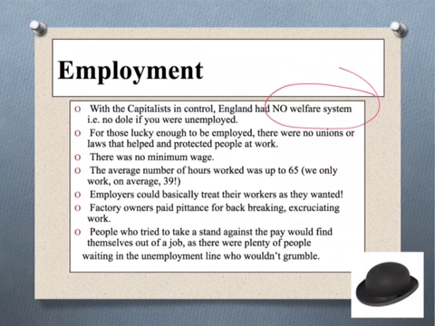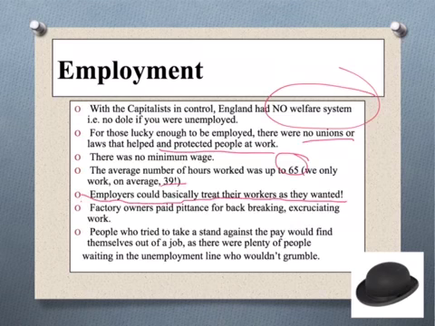For those lucky enough to be employed, there were no unions, so nobody to stand up for the worker. And there were no laws that helped and protected people at work. And there was no minimum wage. So the average number of hours worked was up to 65. We only work around 39, and for some people it's a lot less than that. And employers can basically treat their workers as they wanted. And we can see this with Mr. Birling in An Inspector Calls. He refuses to give the women even a modest wage increase because he doesn't have to. Why should he? Okay?